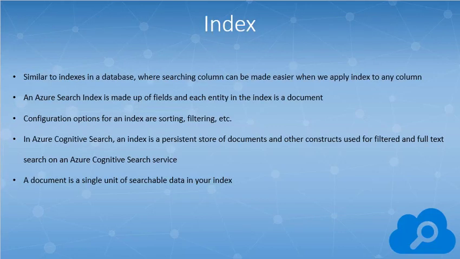First, let's talk about what an index is. You can probably think of indexes in a database, where searching specific columns can be made easier by applying an index on them. An Azure Search index is made up of fields, and each entity in the index is a document, like a record in a database. There are a lot of configuration options available for an index, like searching, sorting, and filtering, and we will see these options later in the demo. A document is a single unit of searchable data in your index.